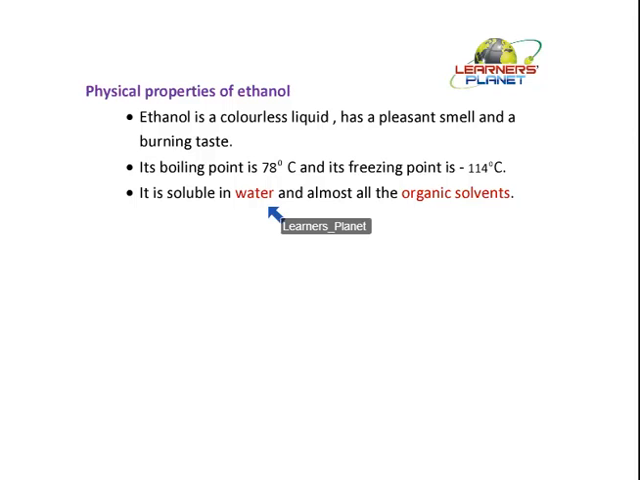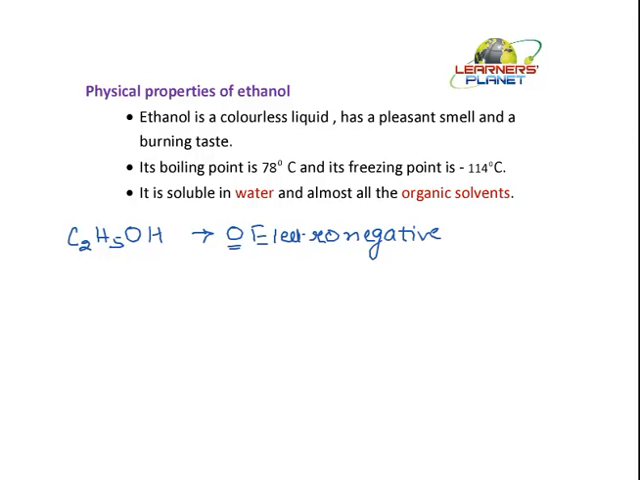Why is it soluble in water? Because it has the property to form bonds with water molecules. I'll just tell you in short what type of bonds it is forming. Say I am taking an alcohol, that is C2H5OH. Now you must be knowing what is oxygen. Oxygen is electronegative. We have discussed this, right? Electronegative. That is, it attracts a pair of electrons and forms negative ions. And what is hydrogen? Hydrogen is electropositive.